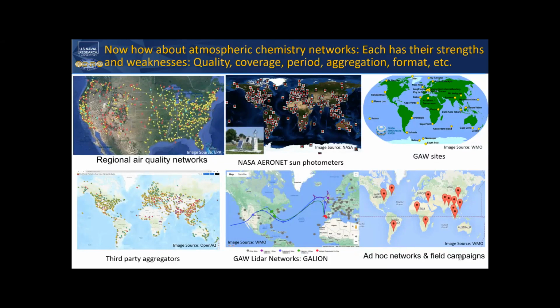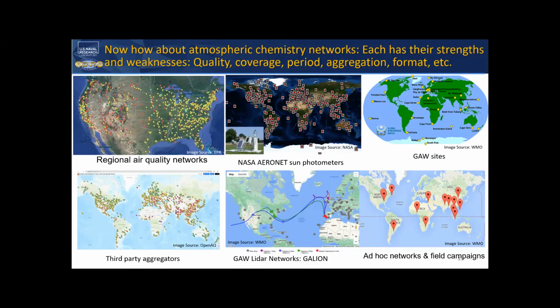The NASA AERONET program of sun photometers is a staple for anybody who does global research because they do a really, really good job of collecting, quality assuring, and publishing the data quickly and easily. And you can get data all over the world. They even have an ocean program called MAN, where people on research vessels are always collecting data, and they synthesize all that.